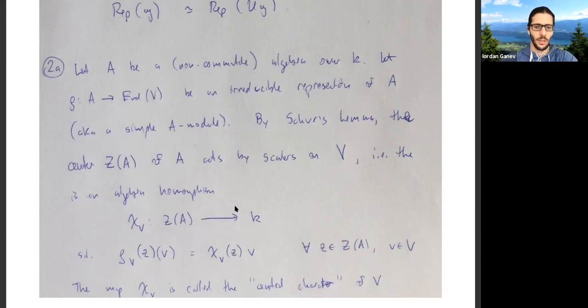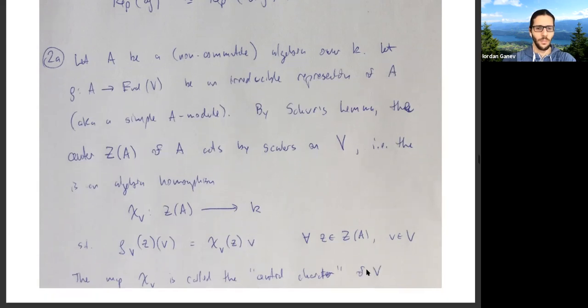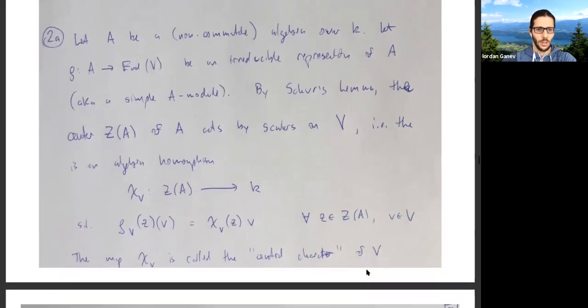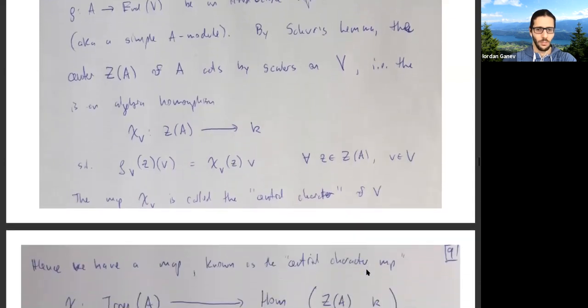So we think of this as a character of the center. We were talking about characters in the context of algebraic groups, and there we map to G_m. But here we just think of characters of algebras, which are basically one-dimensional representations, so just maps to the ground field. So chi_V is called the central character of this representation V. That's basically Schur's lemma, and that's the first part of this observation.